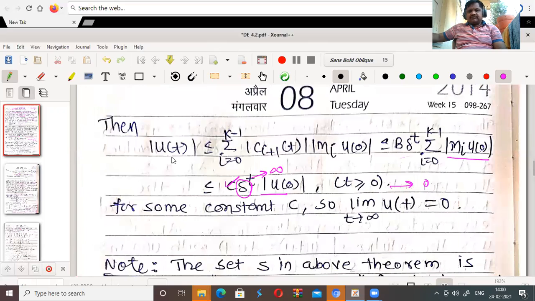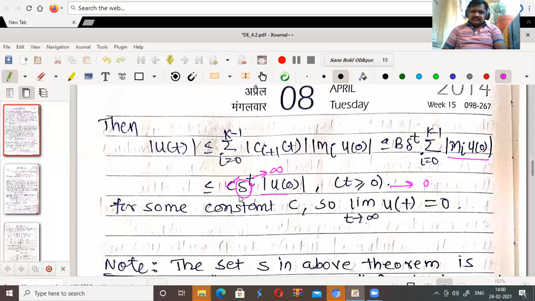Therefore, the modulus of u(t) is less than or equal to the sum for i from 0 to k minus 1 of the modulus of c_{i+1}(t) times the modulus of M_i u(0). For this, we have seen it is less than or equal to b times delta to the power t. We know that for any vector v, the modulus of M v is less than or equal to some k times the modulus of v. By using that, it is some constant times the modulus of u(0), which is outside. This is some d, and d times b we have taken as c, so it is c times delta to the power t times the modulus of u(0).